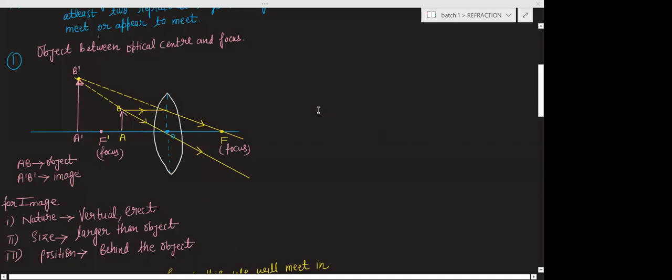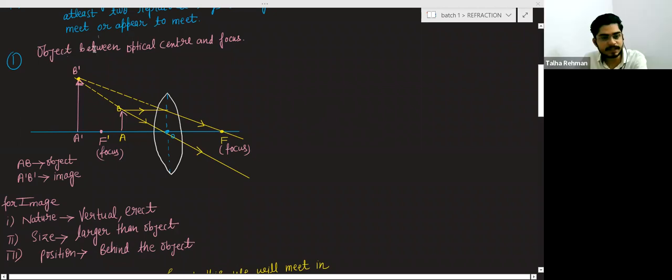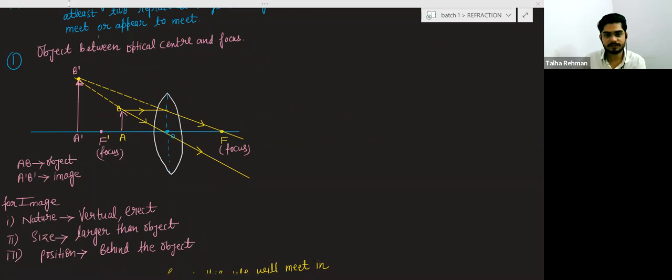You can continue. Okay. So, this is the first case I have discussed. Suppose you are having a convex lens. Just giving the example. Suppose this is the convex lens. You can just suppose this is a mobile phone, but you have to suppose this is a convex lens.